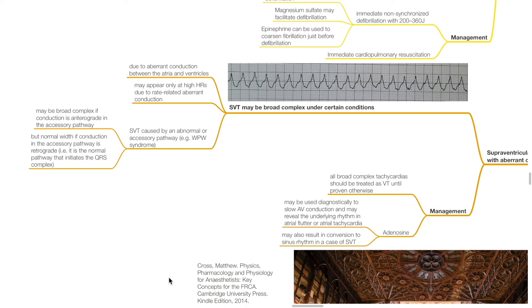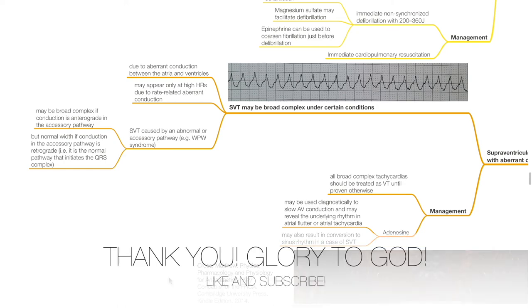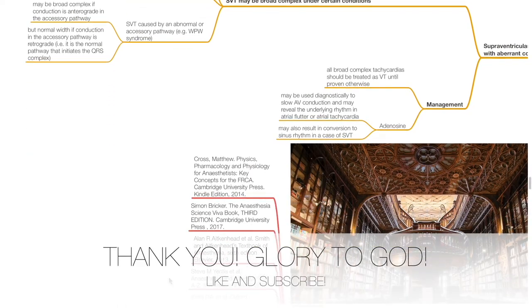Management: all broad complex tachycardias should be treated as VT unless proven otherwise. Adenosine may be used diagnostically to slow AV conduction and may reveal the underlying rhythm in atrial flutter or atrial tachycardia, and adenosine may also result in conversion to sinus rhythm in a case of SVT. These are my references.